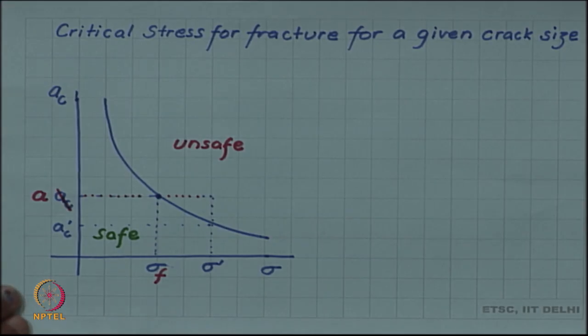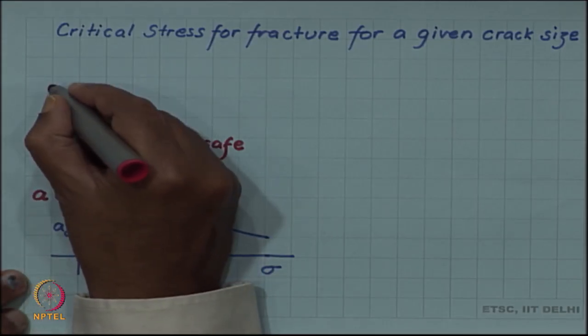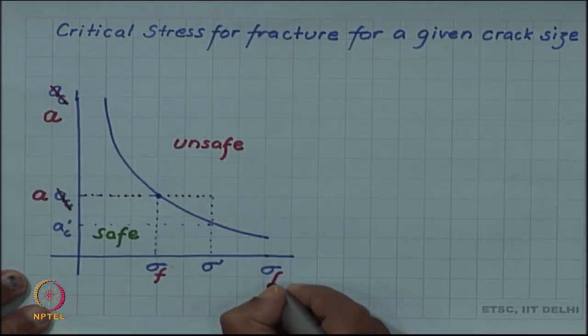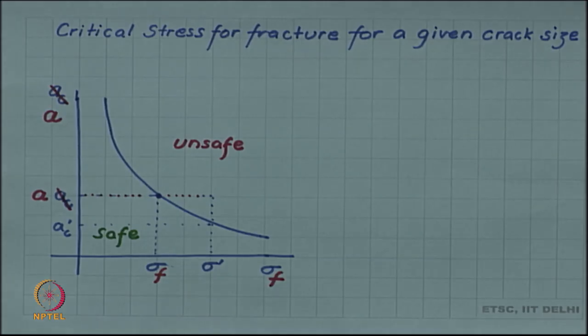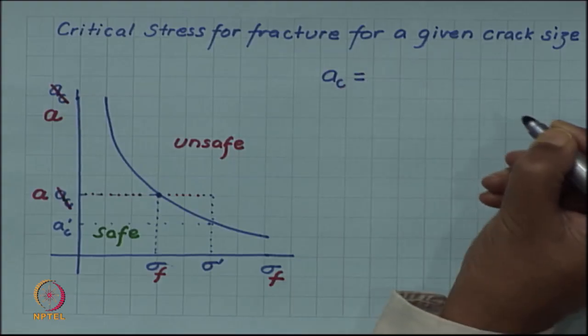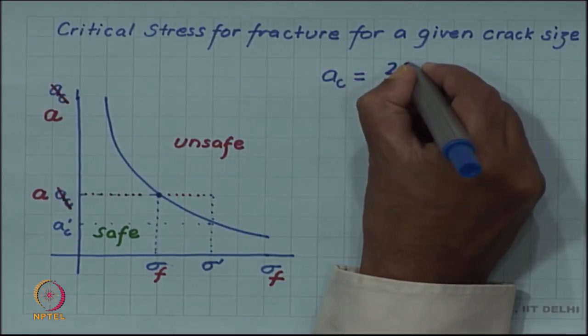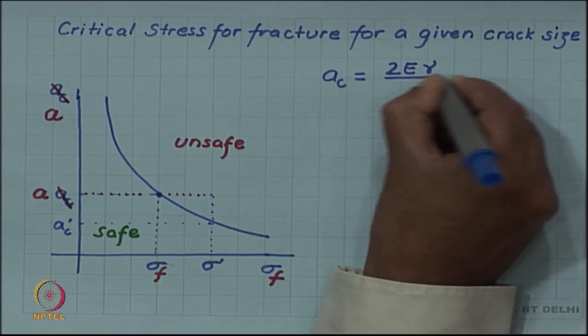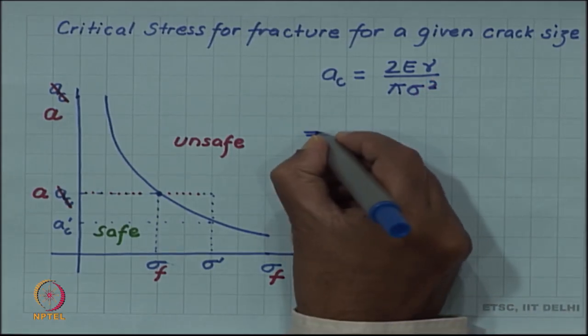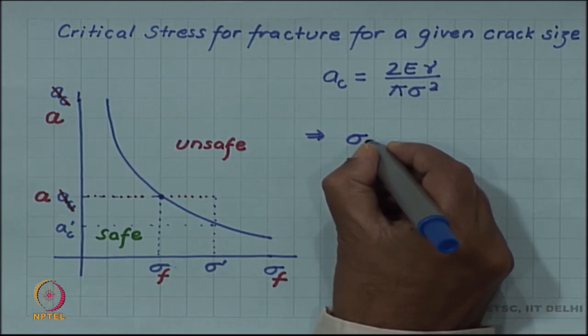So, now I change the interpretation of this curve. Instead of calling this AC versus sigma, I call this A versus sigma f. So, for a given crack size, I can find the critical crack stress, and it is the same equation, same curve. So, I can write an expression for sigma f simply by algebraic manipulation of this equation. All I have to do is now solve this for sigma.